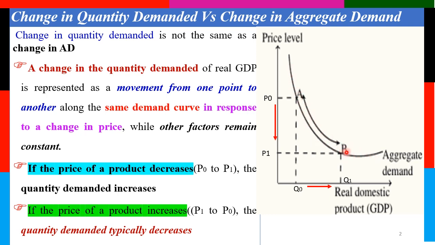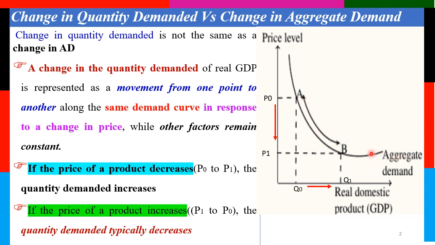Movement along the same demand curve is known as change in quantity demanded, as a result of the change of only the price. Other factors remain constant. Other variables that can affect aggregate demand are constant, and we allow only the change in the price. Here we move either upward or downward along the same demand curve.